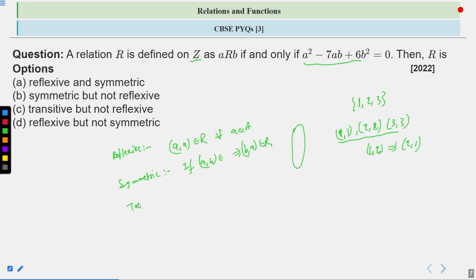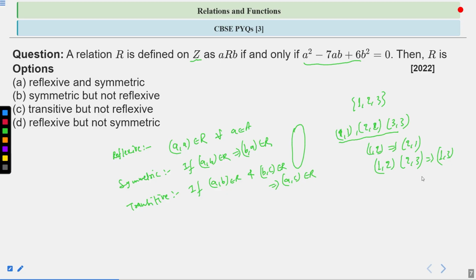And for transitive, what is the condition? If AB belongs to R and BC belongs to R, this implies AC must belong to R. Clear? This is the condition of transitivity. So by options, if (1, 2) is lying and (2, 3) is lying, then (1, 3) must lie for the relation to become transitive. Got it?